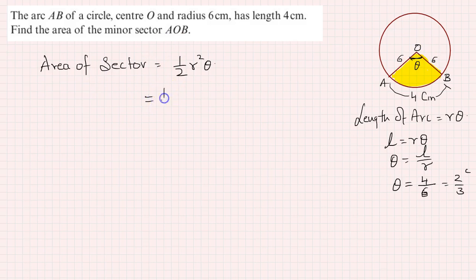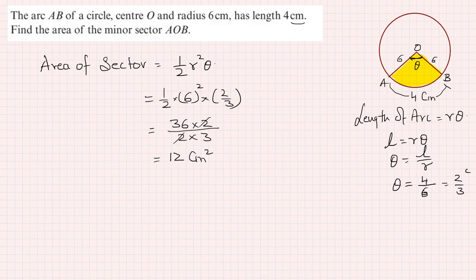So the area of this sector will be half r square, where the radius is 6 and theta is 2/3. So it will be equal to 36 multiplied by 2 over 2 multiplied by 3. 2 and 2 cancel. So that is 12, and because the length is in centimeter, this is 12 centimeter square, the area of the sector given.